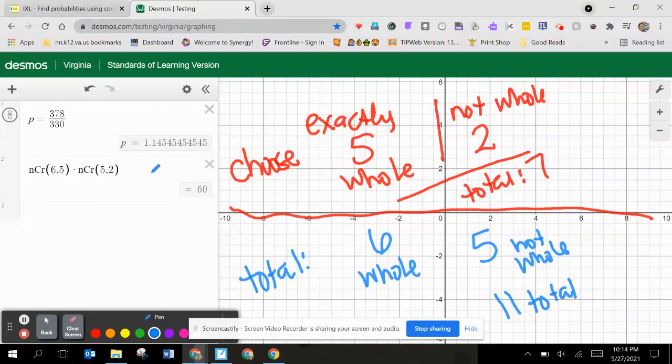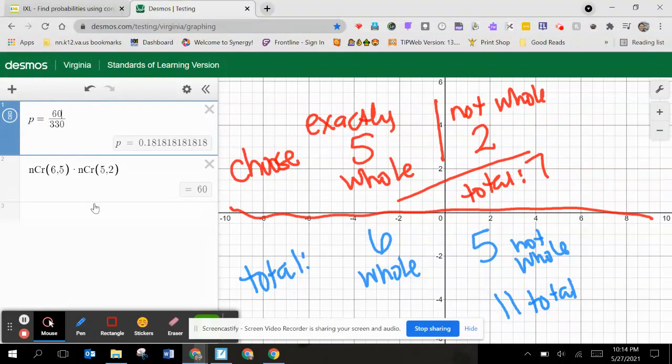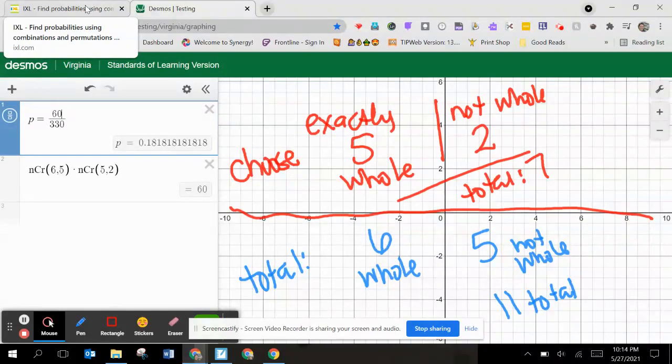So 6, we're choosing 5 of the whole milk. 5 not whole milk, we need to choose 2 of them. So that changes this number right here. Should be 60. That makes more sense. 60 different ways that you're going to get exactly 5 whole milks out of 330 total ways things could happen. And so that would be your decimal 0.1818.